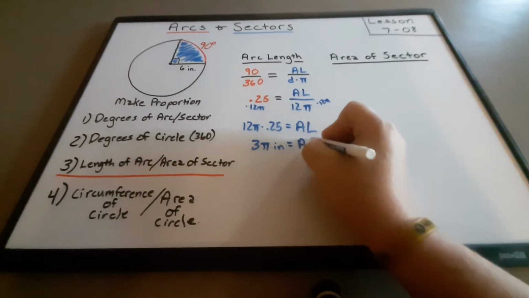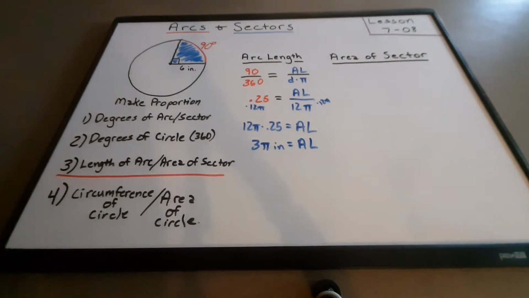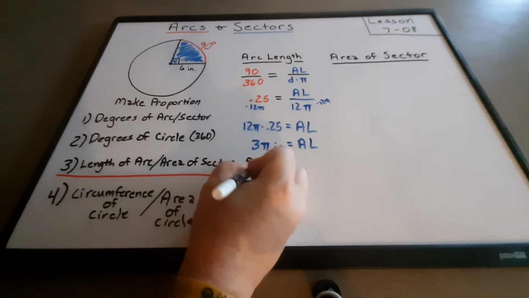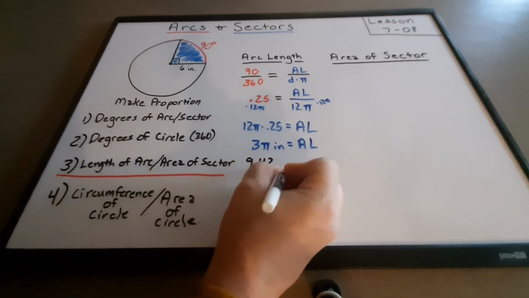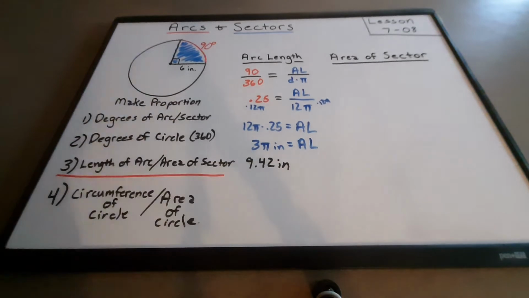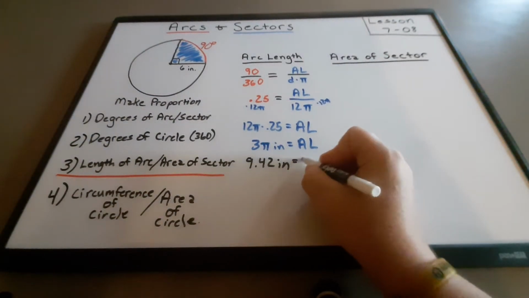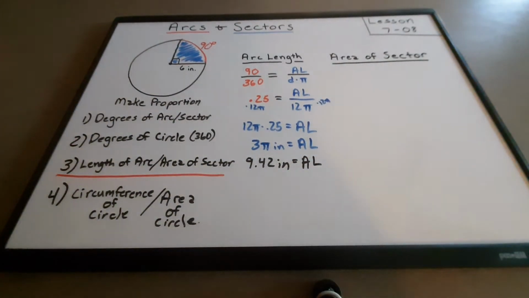If we're okay with rounding it, we can just round that out and give ourselves 9.42 inches as the arc length. Okay, that's how we do arc length.